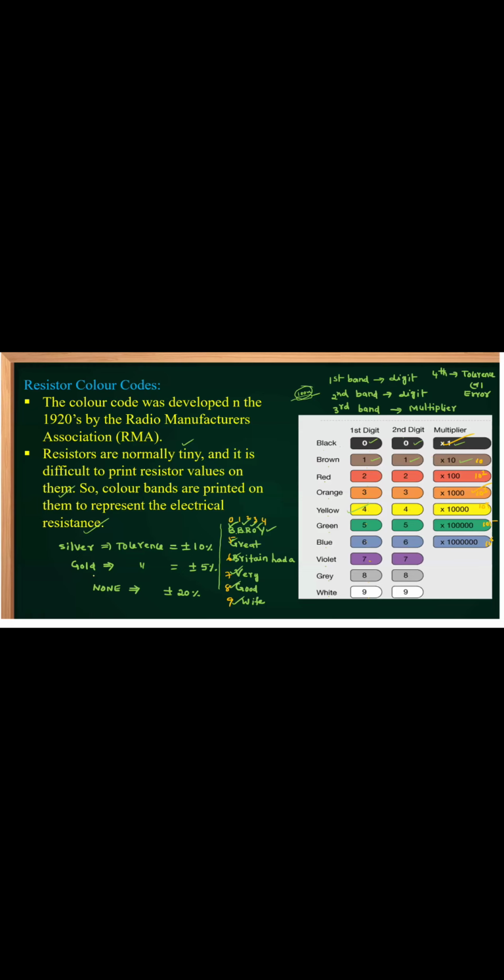Now take this as red. This is also red, but this I have taken as orange. In orange, that is 10 cube. Okay, some differences, but red, then red is 2, 2. Both are red, 2, 2. Then what is the multiplier? This is black. Black multiplier is 1.